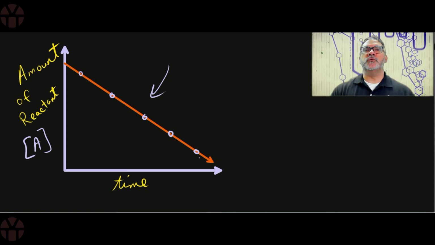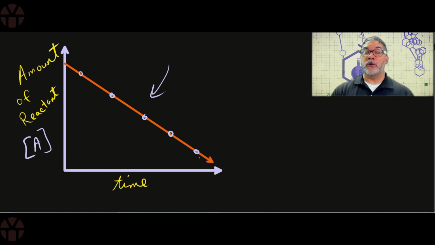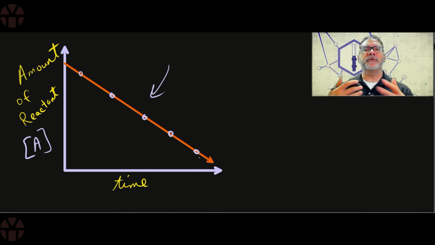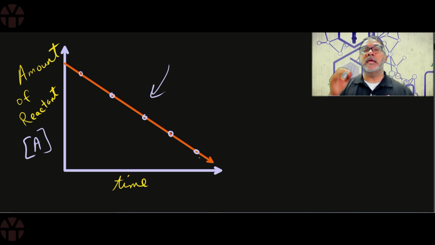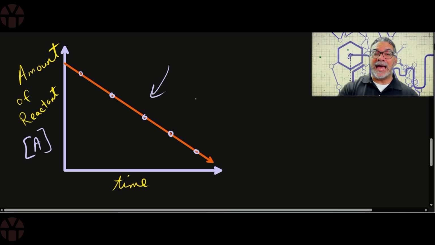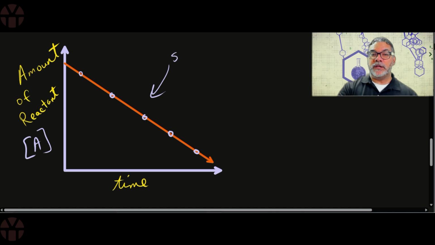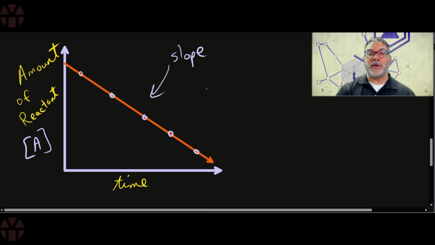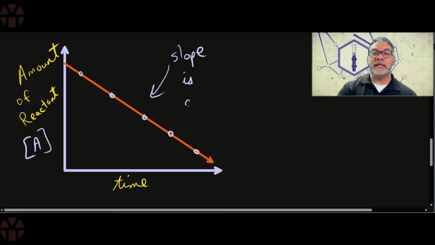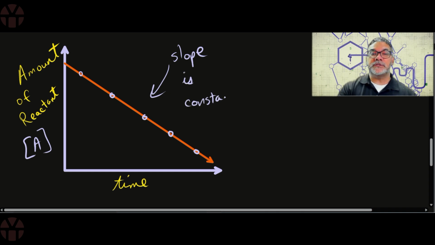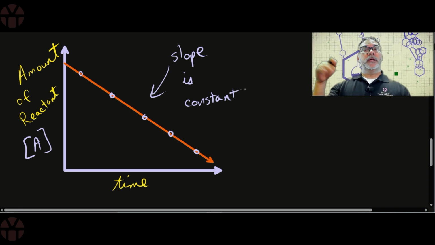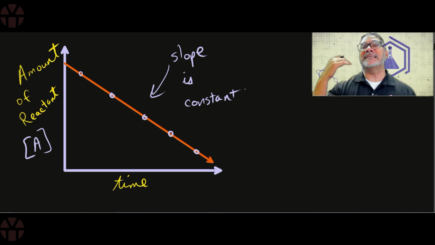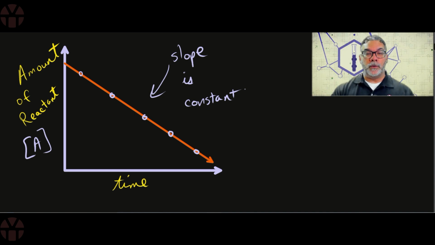Rarely do reactants, or for that matter, rarely do reactions proceed in a linear fashion, meaning it is rare that when we look at the slope of the line, that we find that the slope or the rate at which the reaction occurs is constant. This is not the norm. It can happen. There are some equations where it does in fact play out just like this, but it is the exception to the rule.